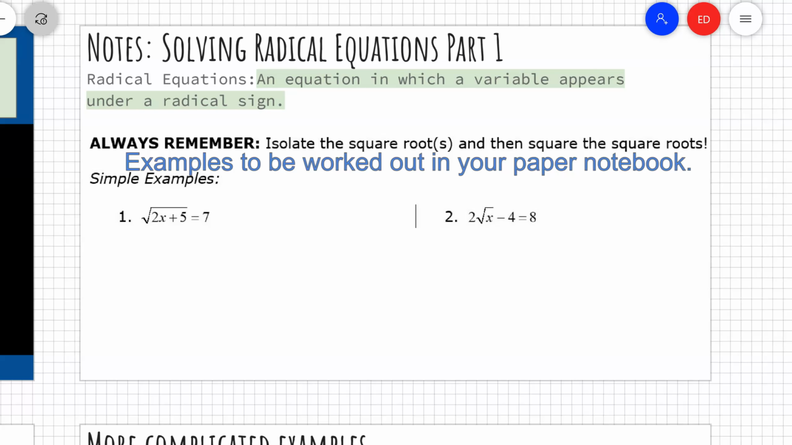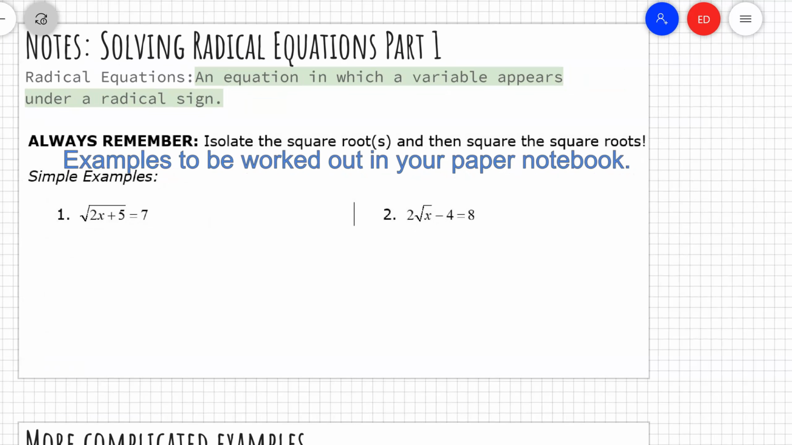Okay, so here's our notes. This is not part of your Google Slides, so if you'd like to go ahead and add that, you can. Otherwise, I'd really appreciate if you guys are using your paper notebook, because really, doing math with a pencil and paper, there's just something about it. So please go ahead and have your paper notebook and follow along and make sure you're writing things down.